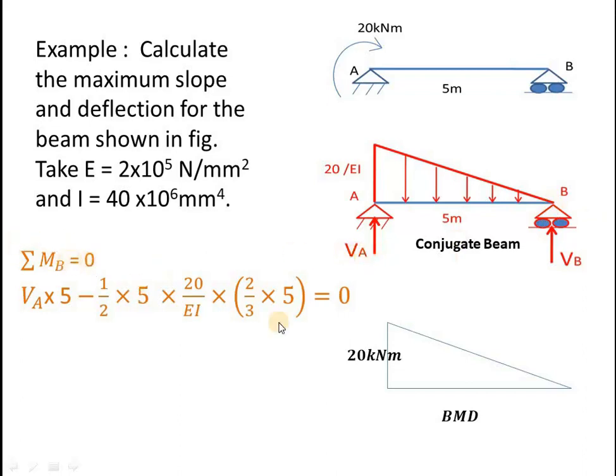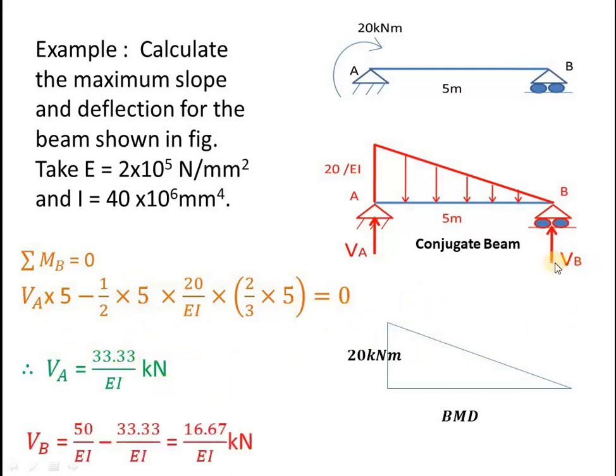So sigma MB equals 0. VA into pi is positive, because this side clockwise is positive. Then this load will cause an anti-clockwise moment. What is this load? It is nothing but the area of this load diagram. So it is 1 by 2, base is pi, height is 20 by EI, into the distance of the CG from B, which is 2/3 of the base, that is 2/3 into pi, and you equate it to 0. If you simplify, you will get VA as 33.33 divided by EI.